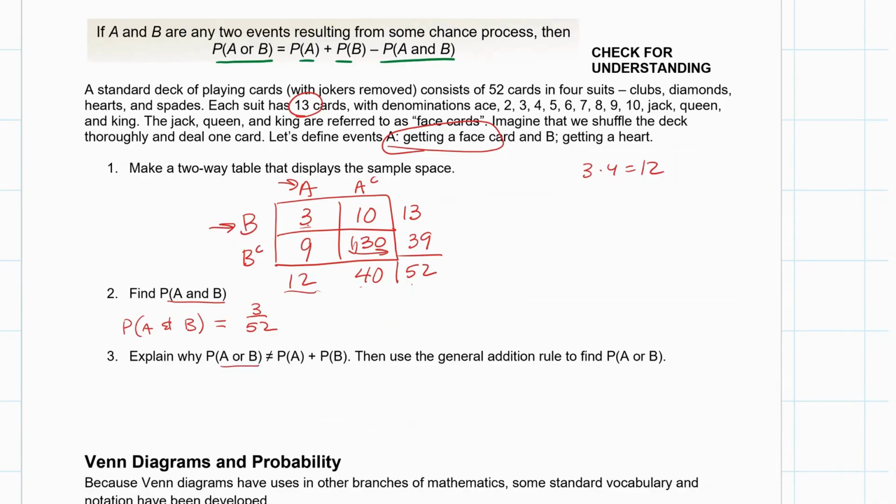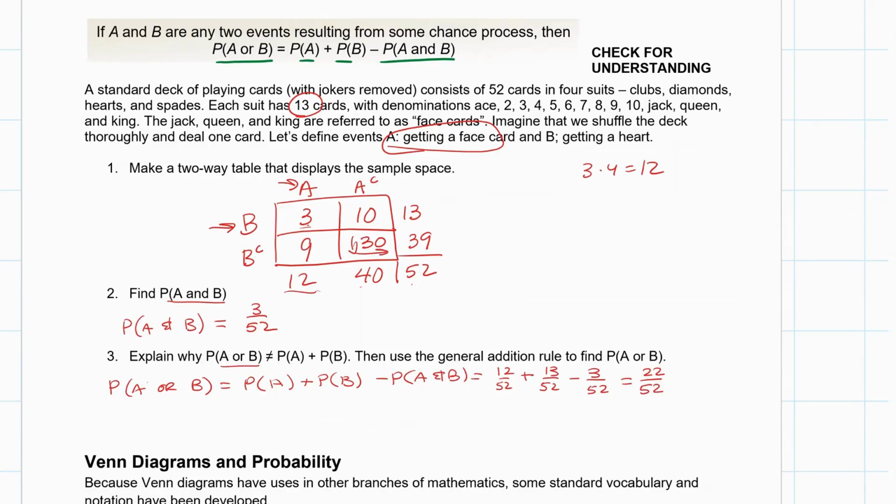Okay. What is the probability of A or B? Let me try that again. The probability of A or B is equal to the probability of A plus the probability of B minus the probability of A and B, which in this case is 12/52 plus 13/52 minus 3/52. So that's 25 minus 3, which is 22/52.